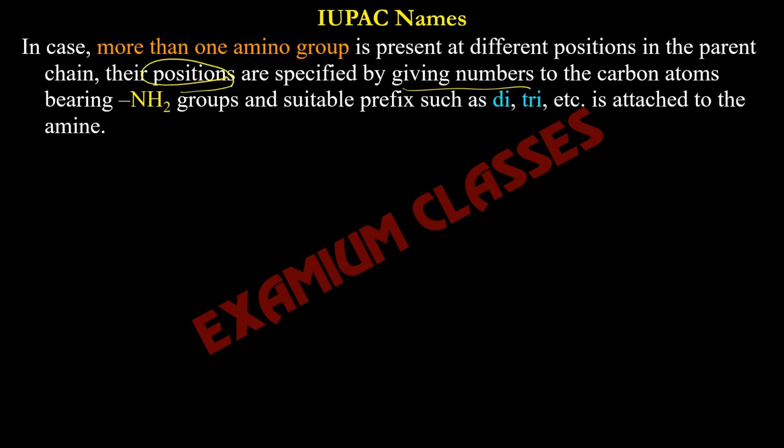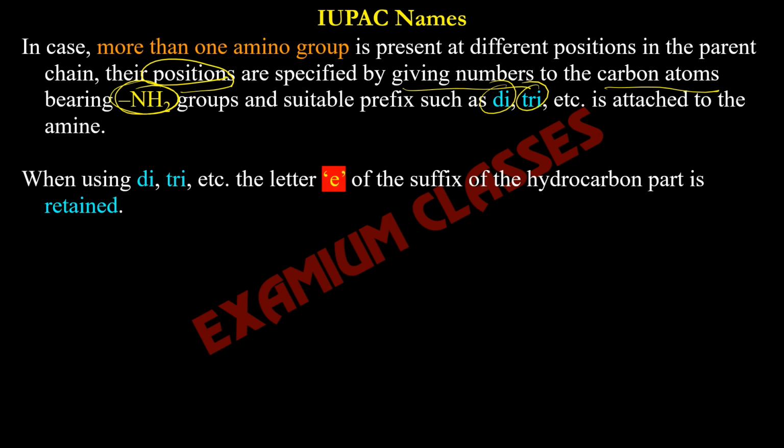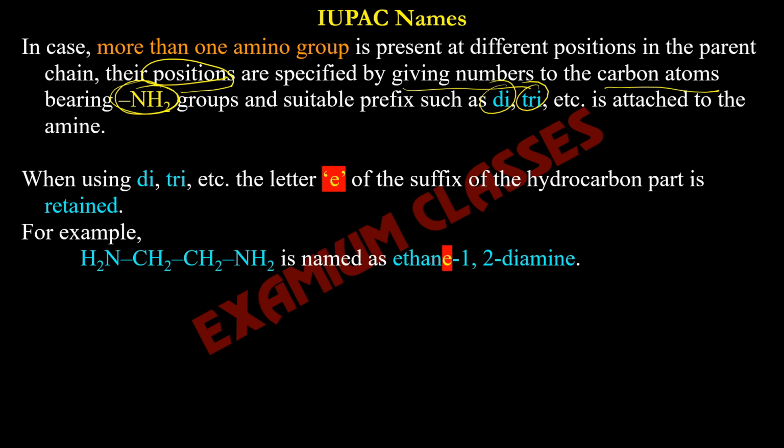In case more than one amino group is present at different positions in the parent chain, their positions are specified by giving numbers to the carbon atoms bearing NH2. So this is the position where NH2 is attached. And if there are more than one, we usually say di, tri, etc. Again, this is important. When we use di, tri, then the letter E of the suffix of the hydrocarbon part is not removed. It is retained.